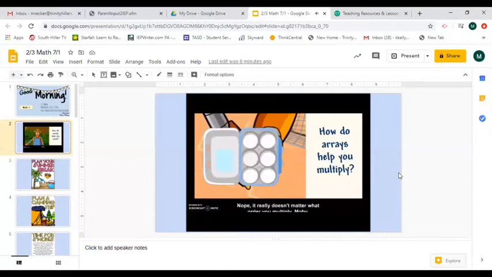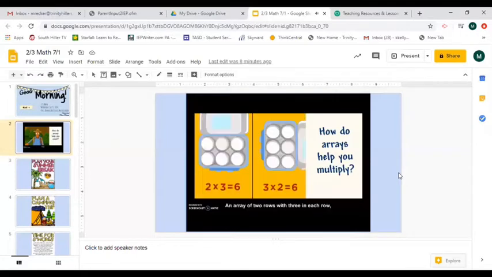Nope, it really doesn't matter what order you multiply, Moby. An array of 2 rows with 3 in each row is the same as an array with 3 rows with 2 in each row. There are still 6 eggs. They're just organized in a different way.